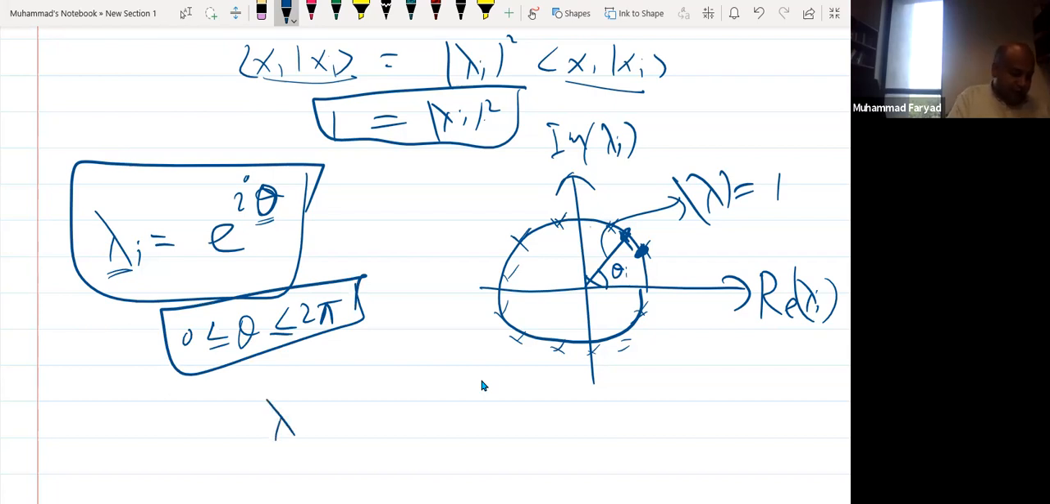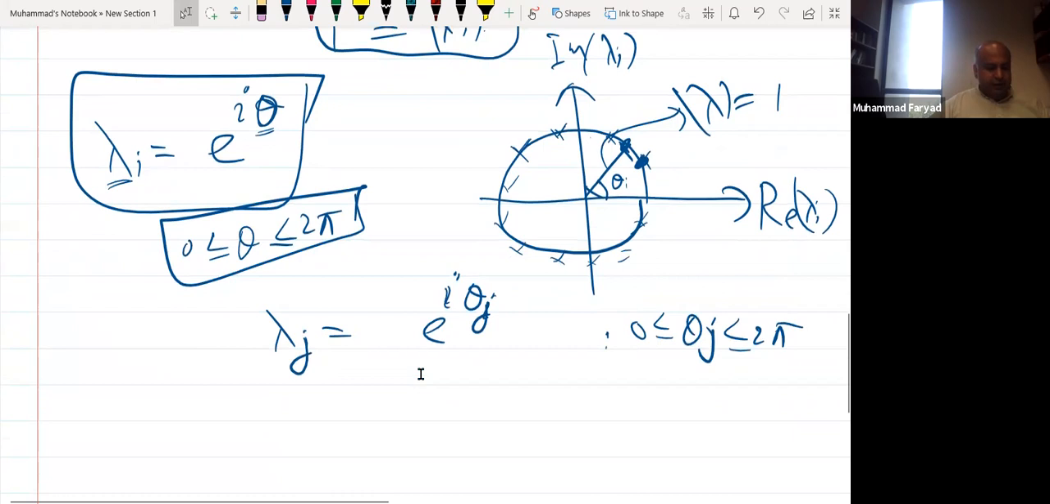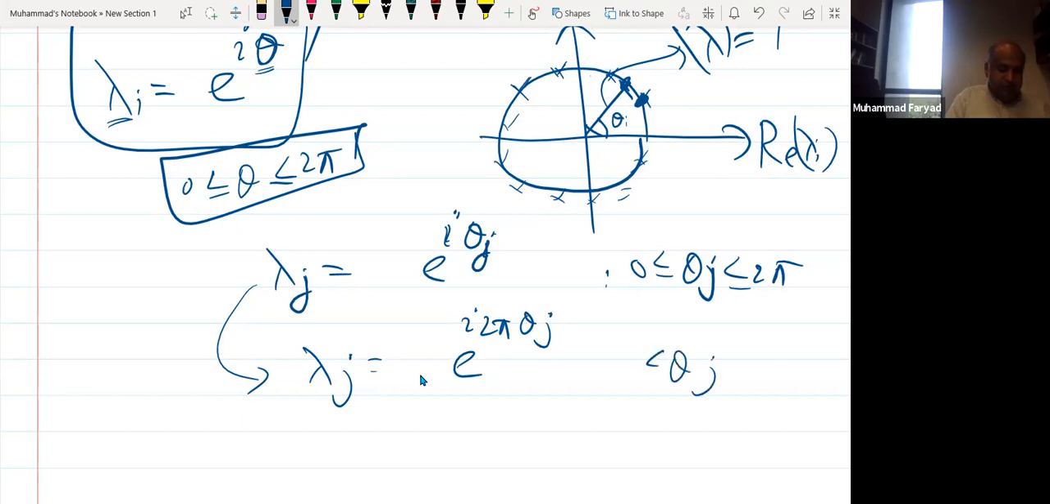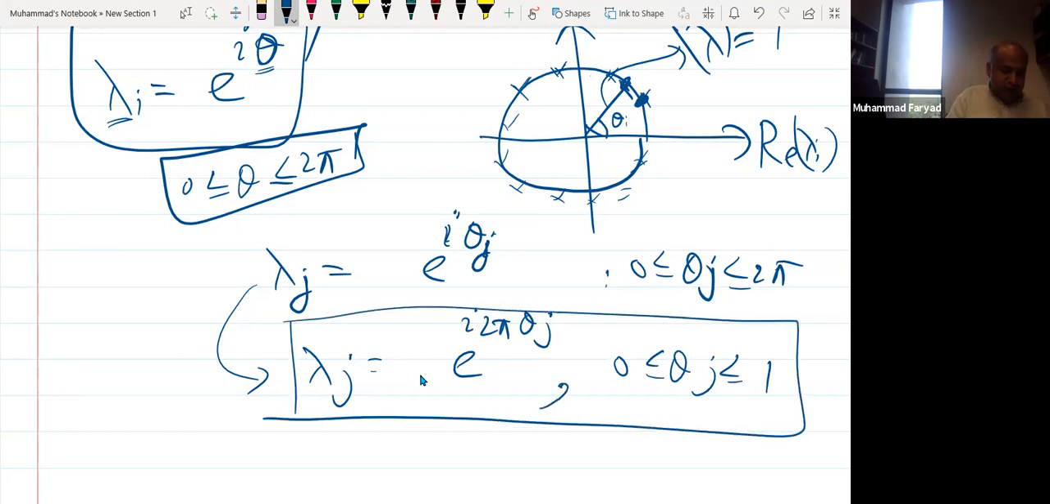So now I can write eigenvalues of, actually let's use this index j instead of i, because I'm using i for iota. So these j eigenvalues where each theta j is between 0 and 2 pi. And actually some people, instead of writing this theta j, can also write exponential iota 2 pi theta j. In this case, this theta j has to lie between 0 and 1. And actually this is the way we will use it. This is slightly cleaner when we will be using it in our algorithm.